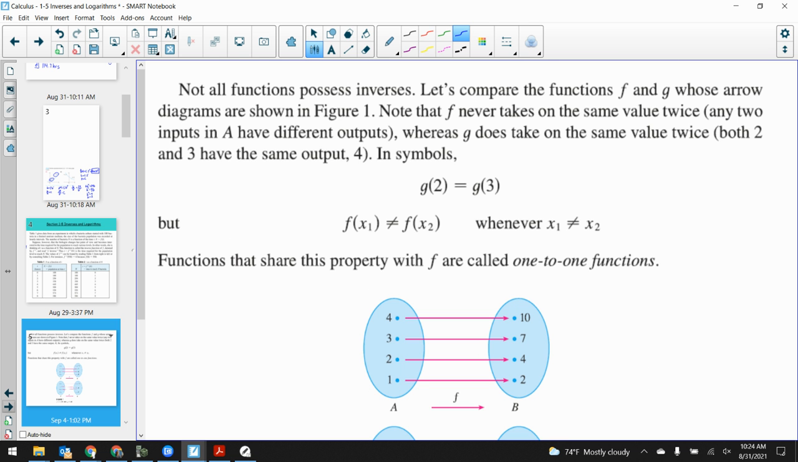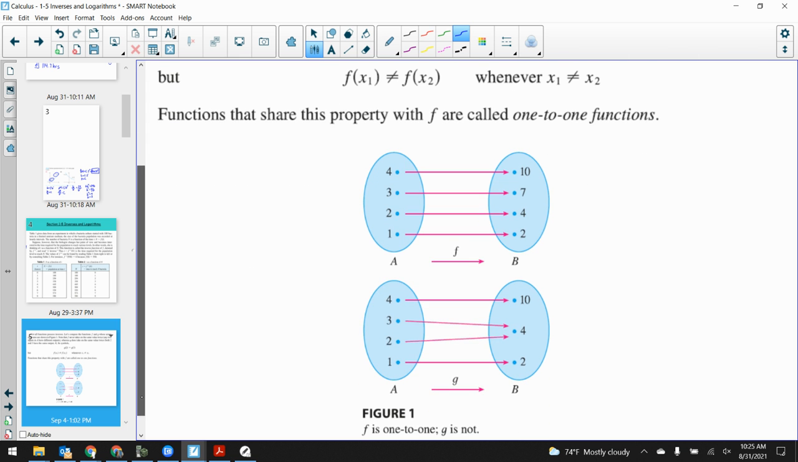Now, not all functions have inverses. Not all functions have inverses. Let's compare the functions f and g whose arrow diagrams, or mapping diagrams, are shown down below. Note that f never takes on the same value twice. Notice that the function f does not map to the same value twice. Notice that two arrows don't go to any value in the range. Whereas g does not make that happen.